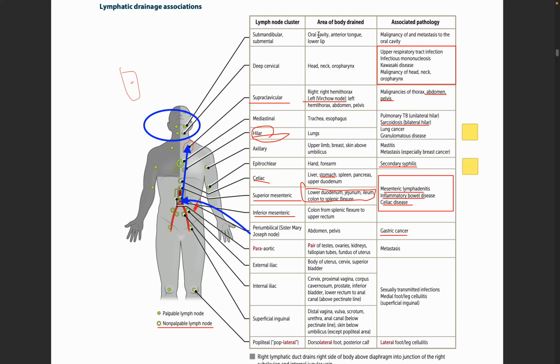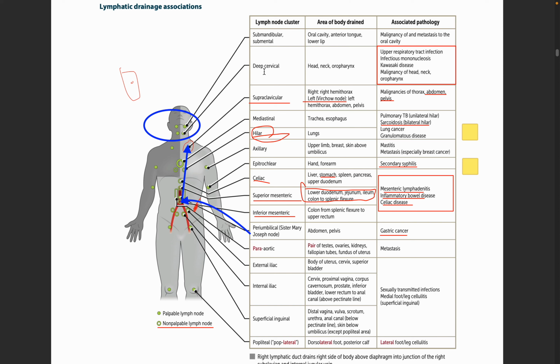These are the areas which receive their lymph from the oral cavity, anterior tongue and lower lip, and the associated pathologies which could be taken from these areas and could be spread towards the whole body via these lymph nodes are the malignancy of and metastasis to the oral cavity. That means malignancy that is arising from the oral cavity, or any kind of malignancy that is being received by the oral cavity. Okay, all these kinds of pathologies are associated with the submandibular and submental region, because these are actually present in your neck or just below your tongue. Okay, that's why the oral cavity is important in regards to that.